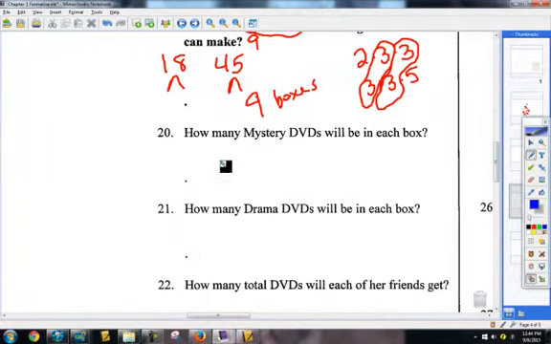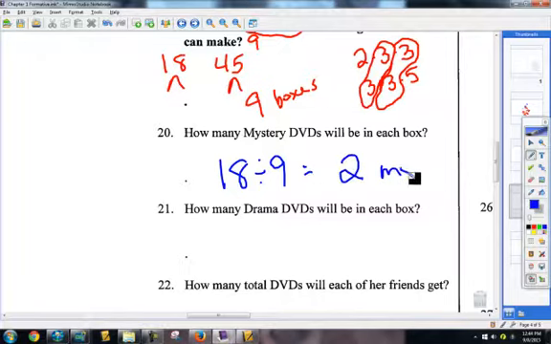So everybody go ahead and write that for me right here. Even if you don't have it. You didn't have to write it, but it's going to be 18 divided by 9, which would mean 2 mysteries. What? I got 2 for 20, but I said 3. Does that mean I'm wrong? It's wrong. If you didn't have 2, it's wrong. I did have 2. Okay, that's right.